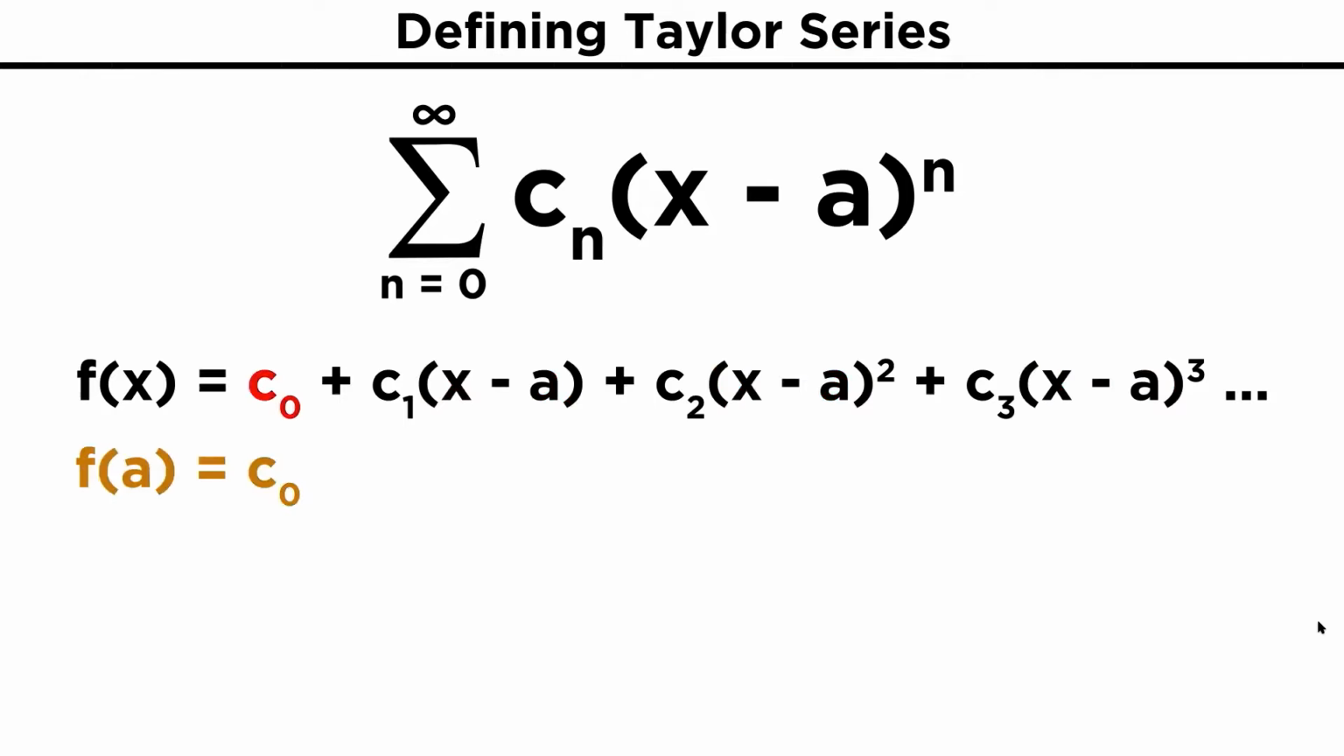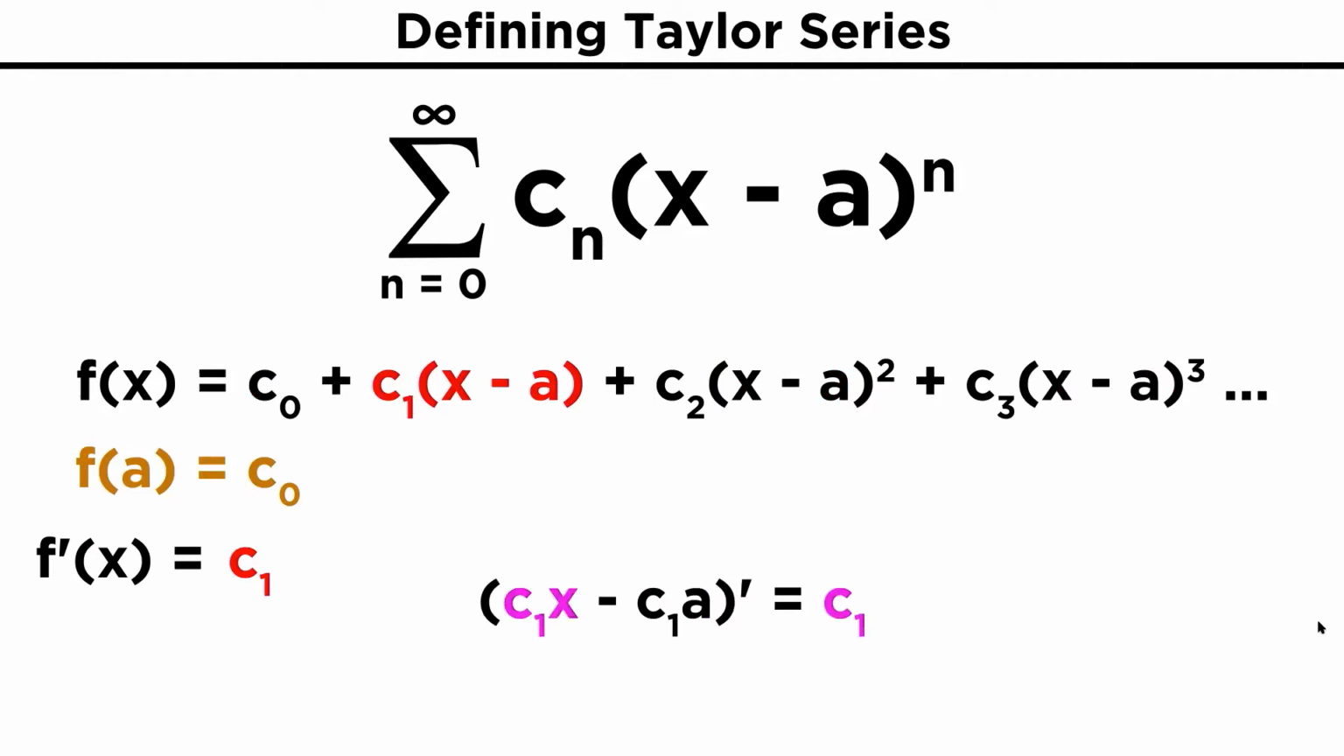With the first coefficient down, how do we get the next one? This is where differentiation comes into play. Let's say we take the derivative of this function. c0 will go away, since the derivative of any constant is 0. Then for the second term, x minus a will go away, leaving c1. To be clear, if we were to distribute before taking the derivative, we would get c1x minus c1a. And since c1a is just a number, that will go away, and c1x will become c1.